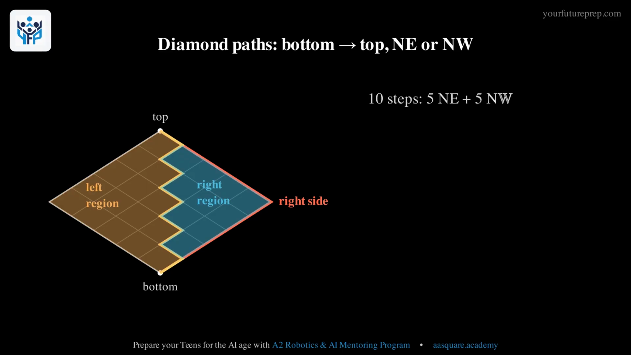How many paths are there? Each path is just an arrangement of 5 northeast steps among 10 steps. So the number of paths is 10 choose 5, which equals 252.